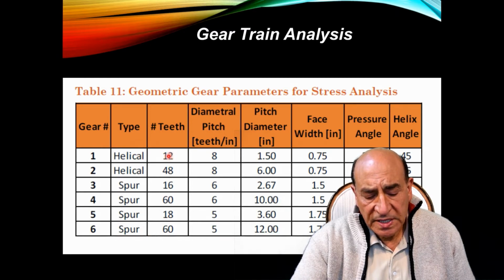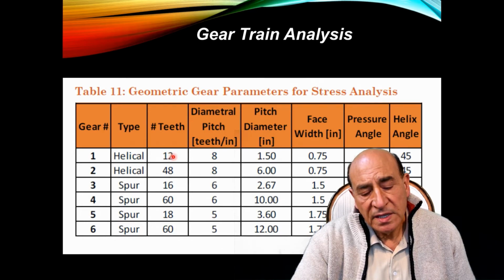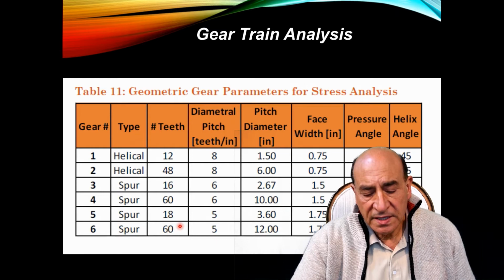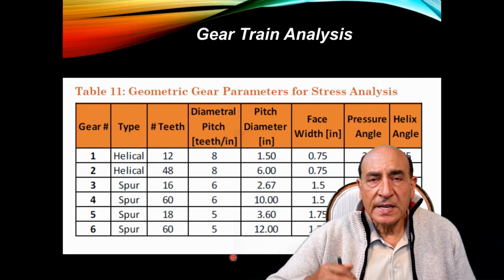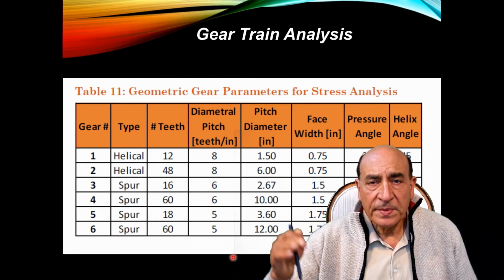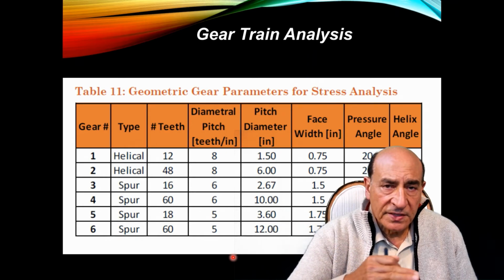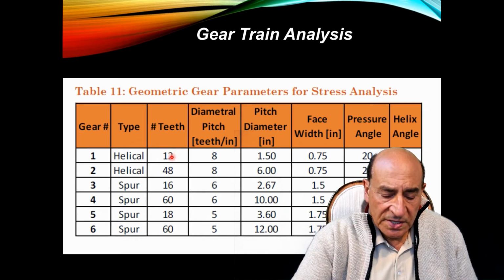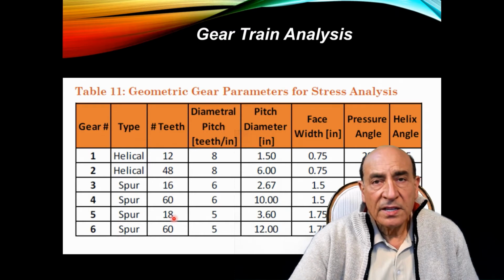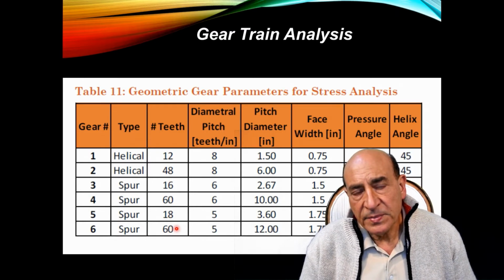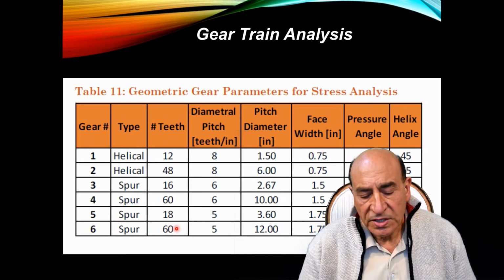Here are the number of teeth. The input is large, from input small because it rotates at high speed. Output is large because it rotates at lower speed. Small, large, small, large, as you can see here. So in this case, I'm stepping down the speed a little bit every stage. So this is 1 stage, 2 stages, 3 stages of stepping down in a gear train.